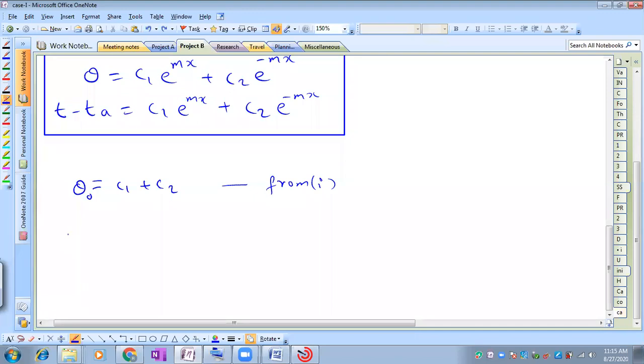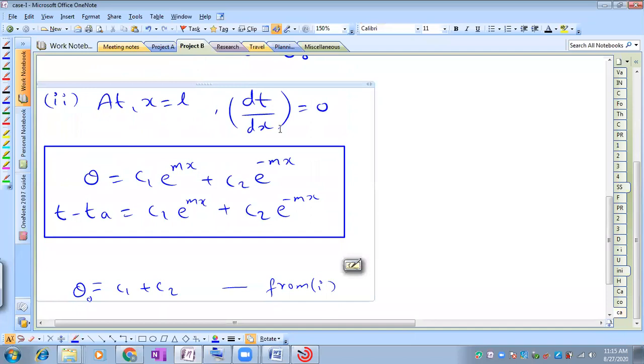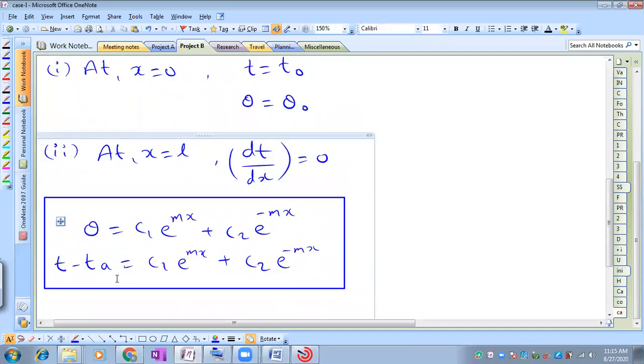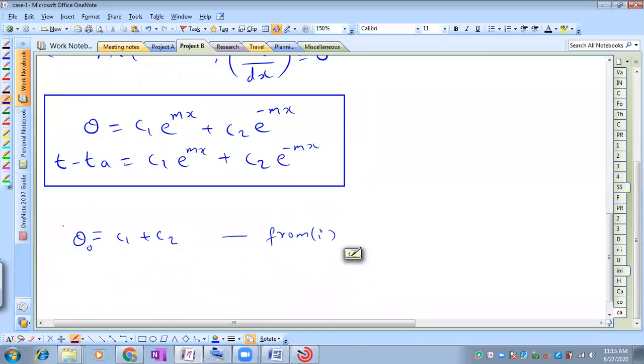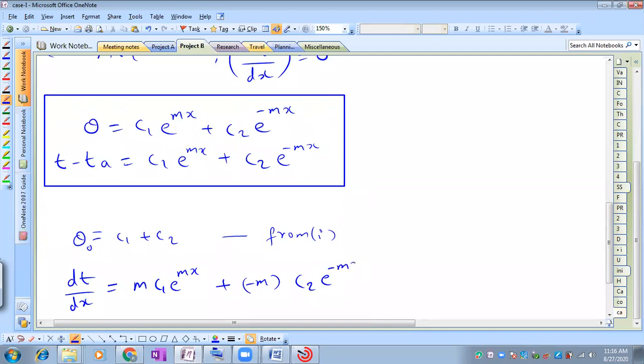And if I apply the second boundary condition, what is the second boundary condition? dθ/dx will be 0 at x equal to 0. So it means I need to simplify this equation in terms of dθ/dx. So we have θ, we'll differentiate, it will convert into dθ/dx. So to apply the second boundary condition, I have to simplify this as dθ/dx is equal to, if I differentiate this, θ∞ will be 0, so this will be m into C1 e raised to mx plus minus m into C2 into e raised to minus mx.